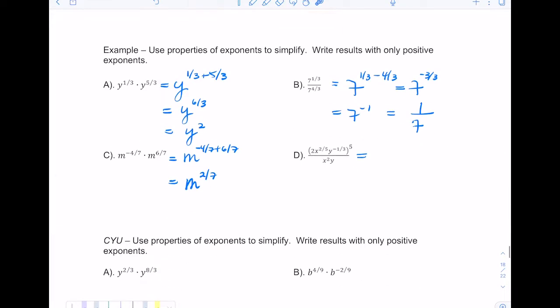So in this case, I would take the 5 and distribute it to the 2, so it would be 2 to the 5th. And then I'm going to multiply 5 times 2/5, which gives me 10/5, and 10/5 reduces to 2. And then I would have y to the -5/3. And then in the denominator, I have x squared y.